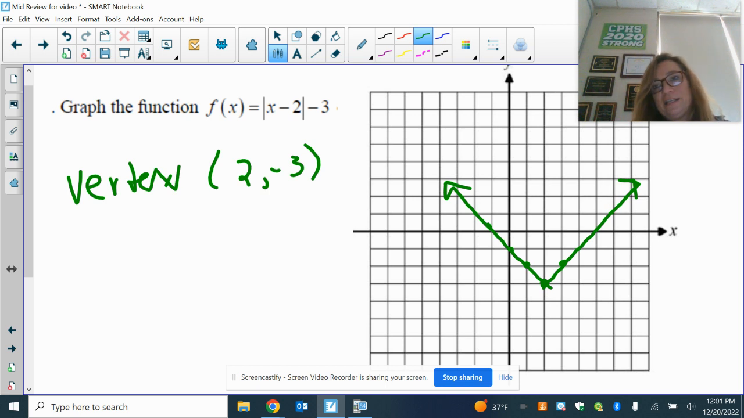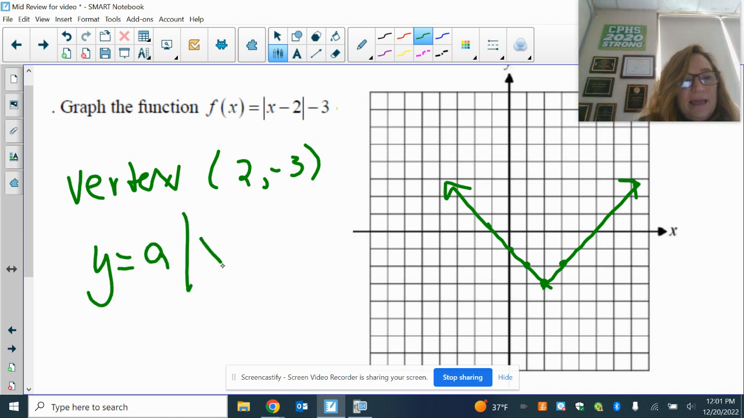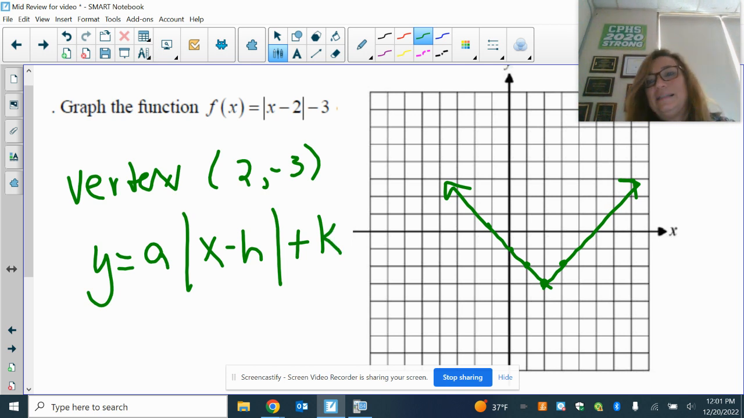So how did I know the vertex? Well, I know the vertex form. It's y equals a times the absolute value of x minus h, plus k. It's a good thing to memorize because it comes up a lot. It's going to be the same when we do parabolas, so you might want to try to know it. It's also the same for exponentials. So it's kind of a good thing to know.